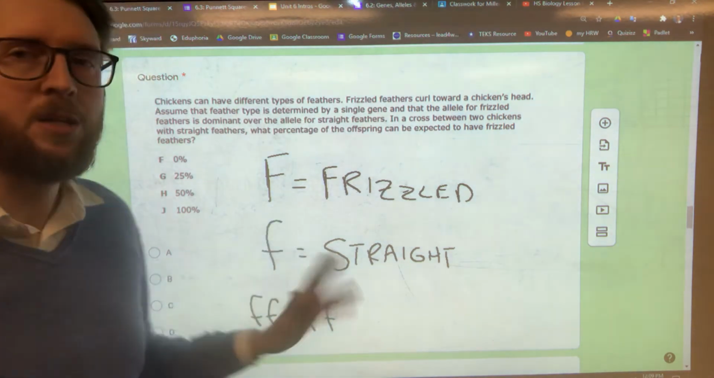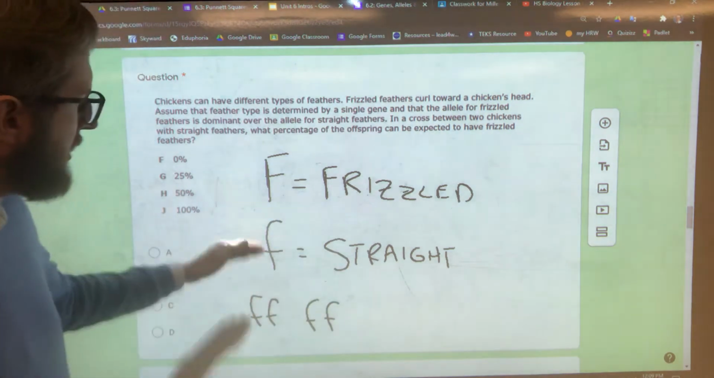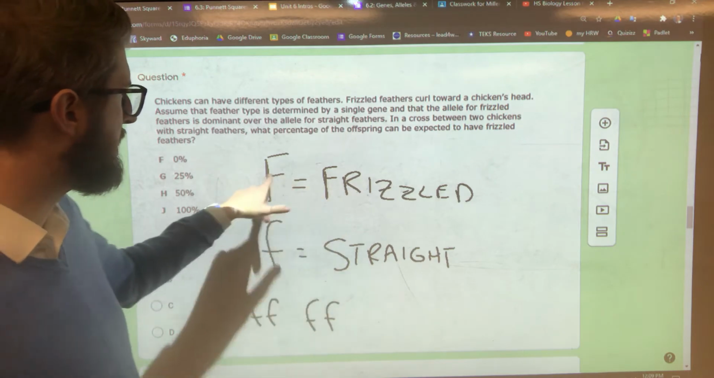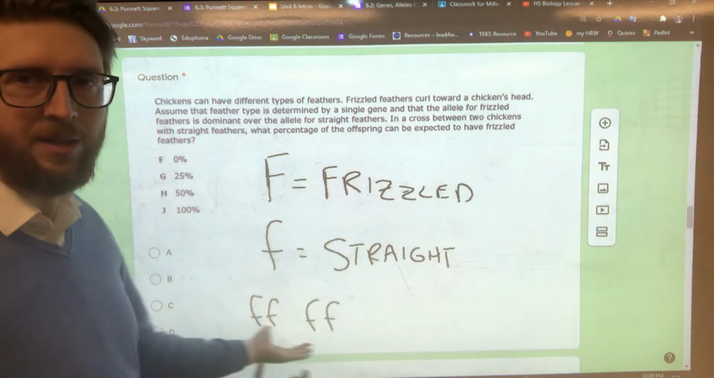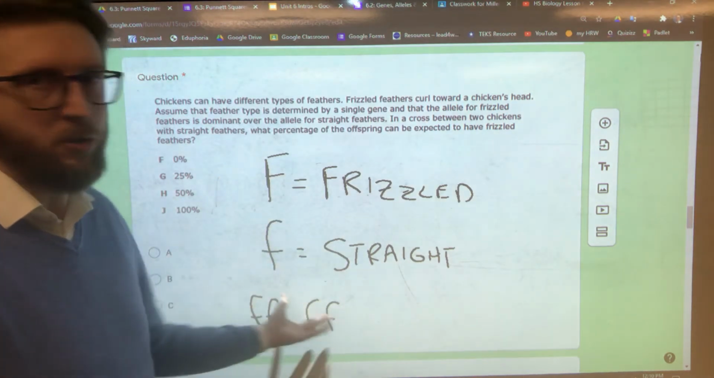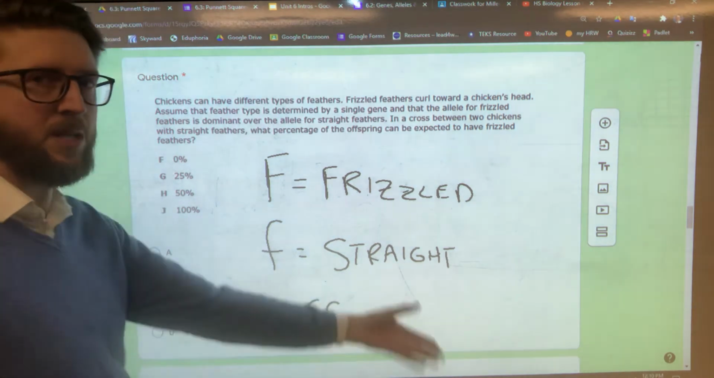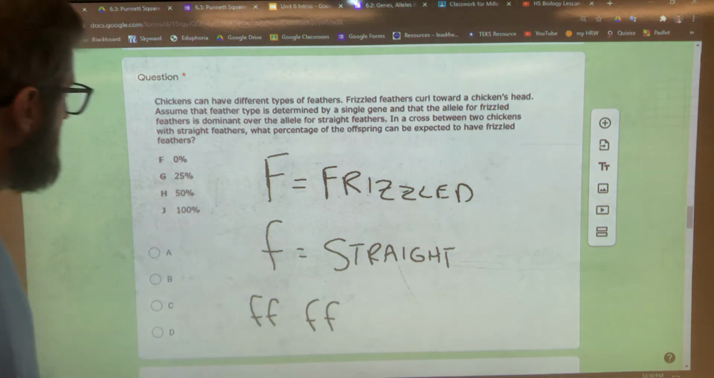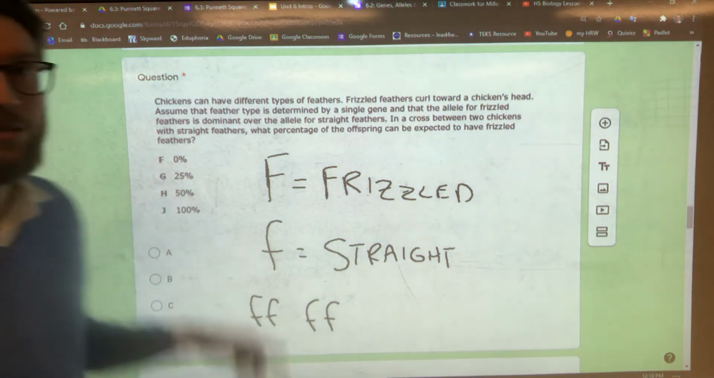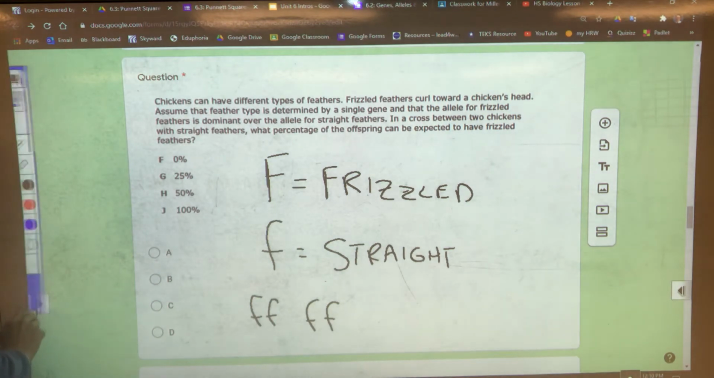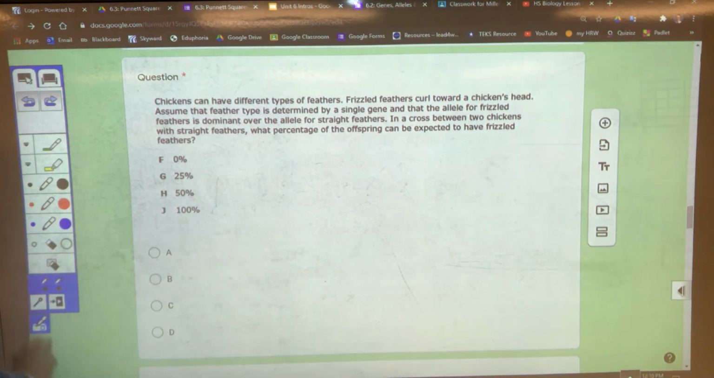But there's no need to even do a Punnett square on this one because there's not even the possibility to have frizzled feathers because there's no capital F in either parent. So there can't be a capital F in any of the kids because neither one of the parents have it. So the answer to that one is 0%. There's no chance that the kids could have straight feathers.